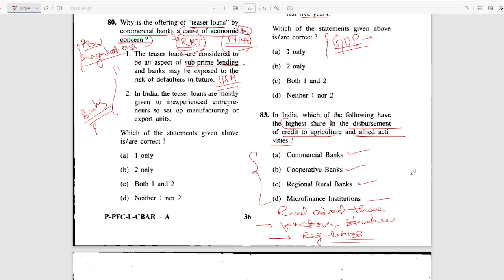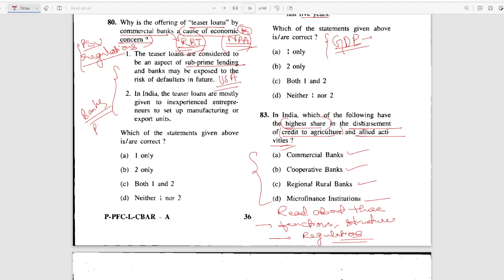The next question is, in India, which of the following have the highest share in the disbursement of credit to agriculture and allied activities? So here they are saying which of the following has the highest share of the credit. The credit is the loan that they have given to agriculture and allied activities. So loans given to agriculture and allied activities, the share is important. Search for which kind of banks has the highest share in this sector. And in the options, you can see commercial banks, cooperative banks, regional rural banks, and microfinance institutions.